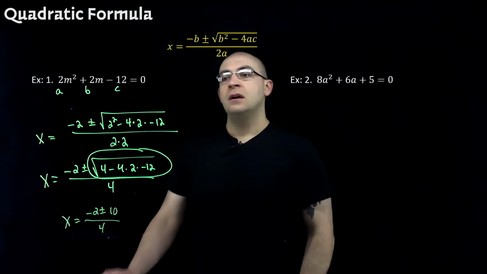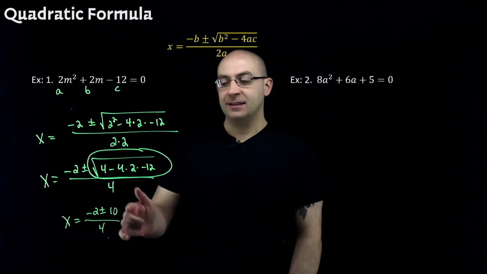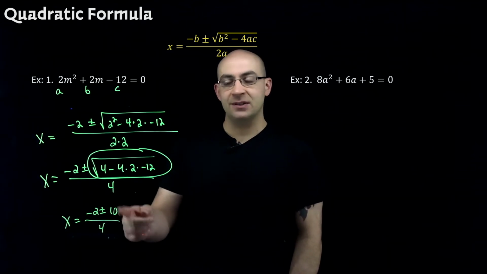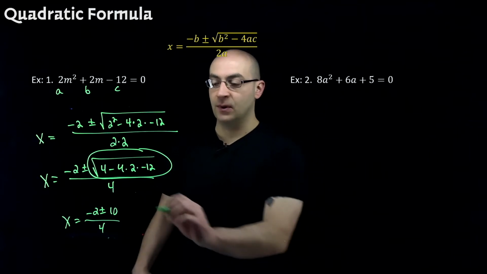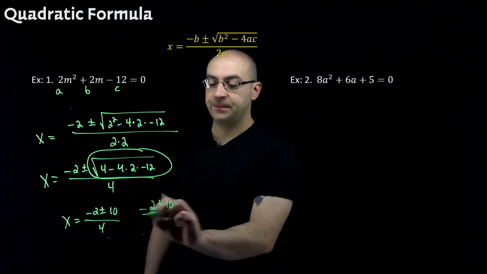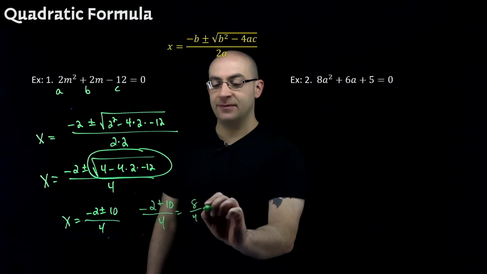Now, the plus or minus, and if we think back to completing the square, in terms of two solutions, we're going to have to do this twice. So I have a negative 2 plus 10 over 4. So let's do that first. Well, negative 2 plus 10 is 8, divided by 4 is 2.